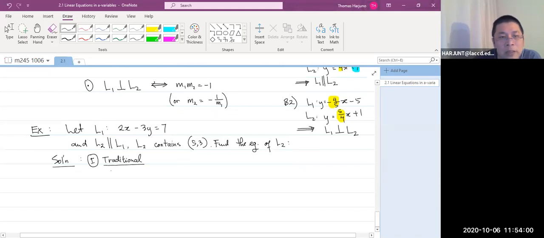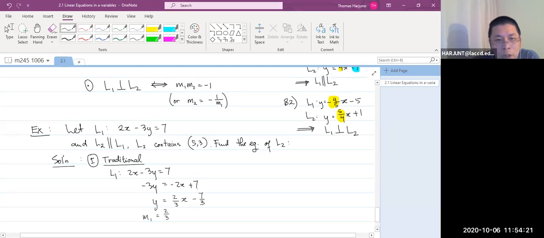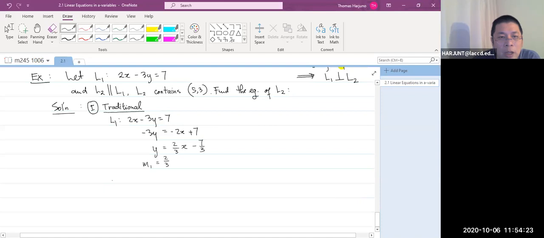The traditional way, basically you take line 1 and you change that into slope-intercept form so that you can read the slope. The slope of line 1 is 2/3. Now then, line 2, the slope must be the same, because it's parallel, right? And therefore, the equation must be 2/3x plus constant. Then you plug in the coordinates, 5, 3.